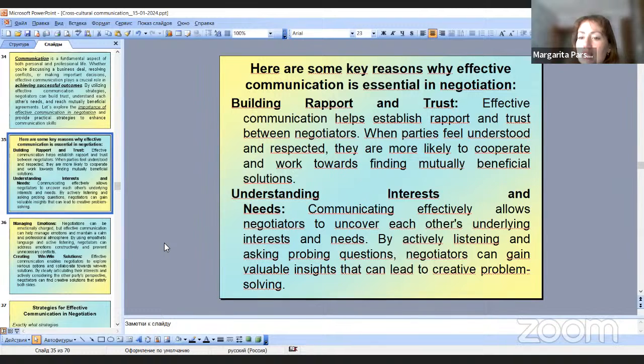Understanding interests and needs. When you communicate effectively, it allows negotiators to uncover each other's underlying interests and needs. By active listening and asking probing questions, negotiators can gain valuable insights that can lead to creative problem solving.